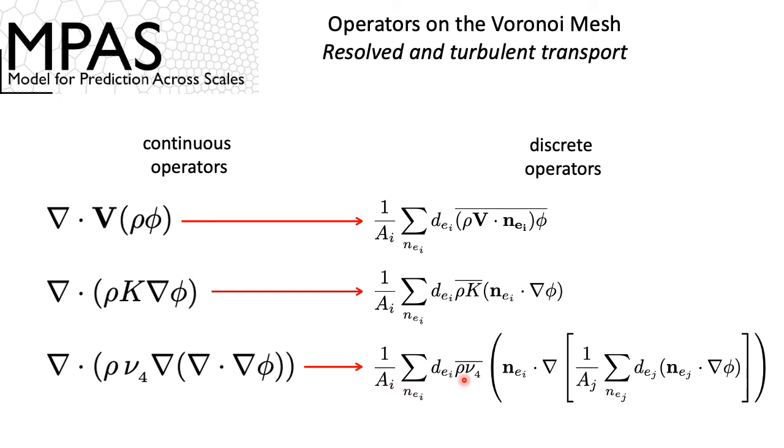So this is the fourth order hyperviscosity formulation in MPAS. In MPAS, this is almost always a constant, whereas for the second order operator, you can set the turbulent velocity to be either a constant or you can diagnose it using the Smagorinsky formulation.